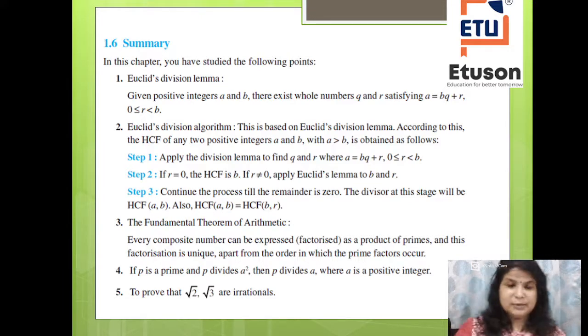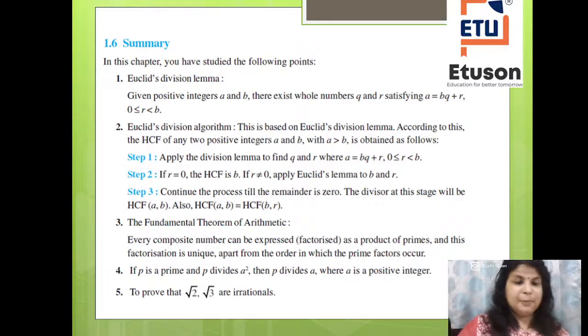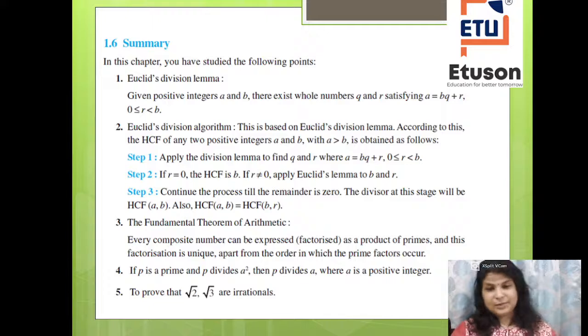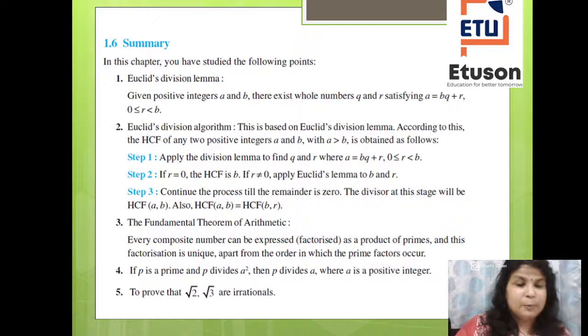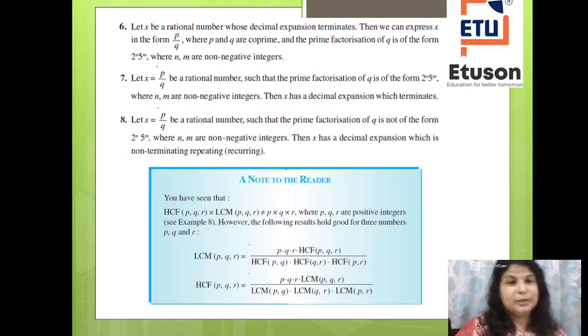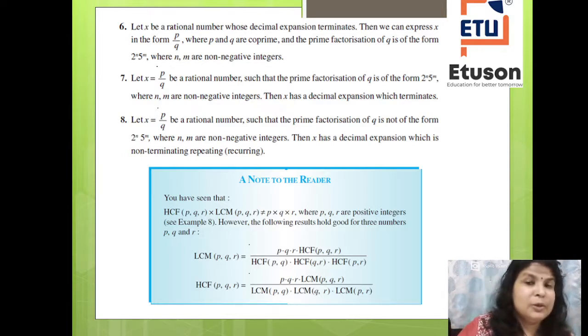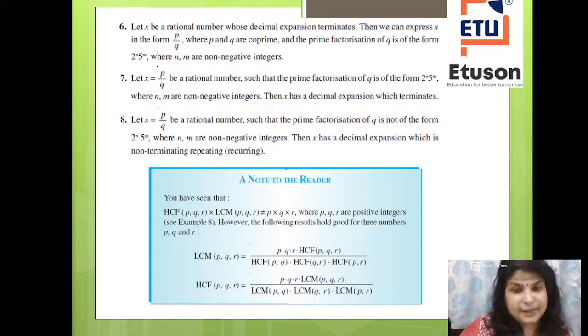Then we have discussed the fundamental theorem of arithmetic. Then we also know that if p is a prime and p divides a square, then p divides a, where a is a positive integer. Also we have proved that root 2 and root 3 are irrational. Then while revisiting rational numbers, we discussed these theorems where we tried to express q in the form of 2 to the power n into 5 to the power m. Based on that, we decided whether it is terminating or non-terminating.